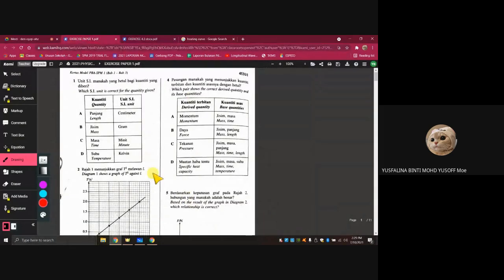So let's move on to question number 1. Which SI unit is correct for the quantity given? This is chapter 1. We already learned 7, right? So can I ask Jian Hong, can you give me one of the base quantities and the SI unit? Jian Hong.